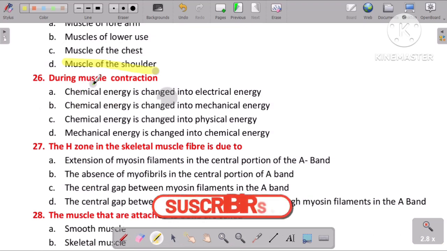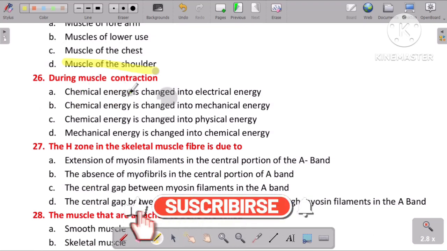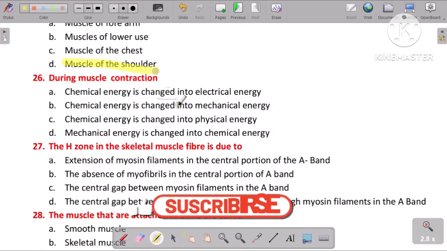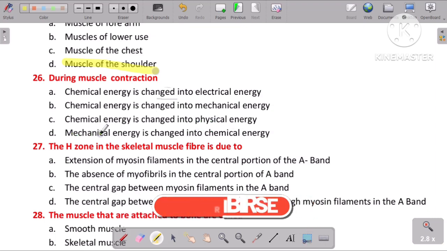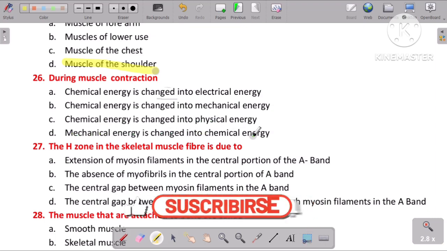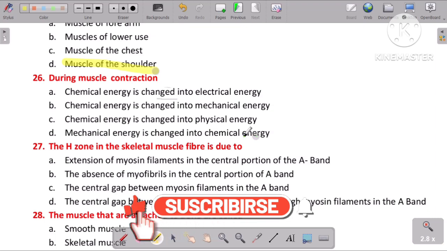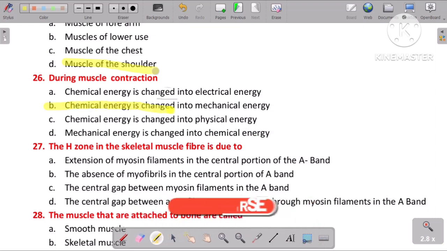So the next question is: during muscle contraction, option A chemical energy is changed into electrical energy. Option B, chemical energy is changed into mechanical energy. Option C, chemical energy is changed into physical energy. Option D, mechanical energy is changed into chemical energy. So the right answer is option B, chemical energy is changed into mechanical energy.